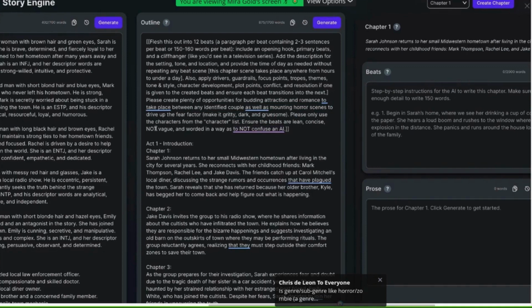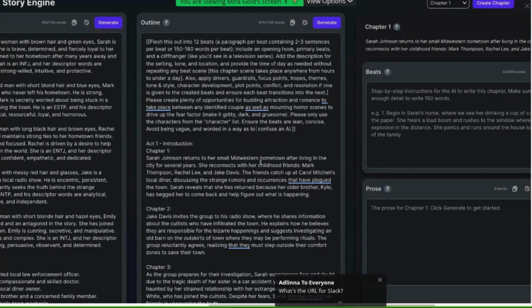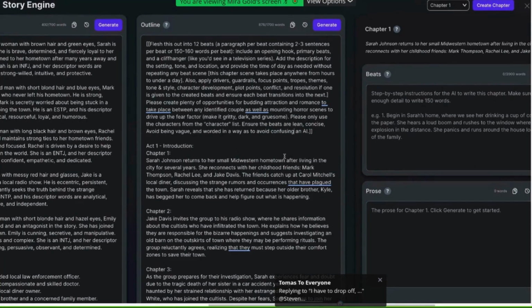Okay. So what did I say about not and no, or do not use? Remember what I said about that earlier? Avoid not, because it will not give you what you want. So you want to say avoid being vague. Word things in a way as to avoid confusing an AI. The AI, for whatever reason, does not like to be told no, and it does not like do not do something.